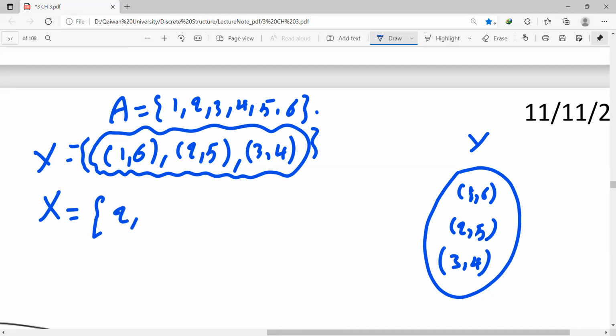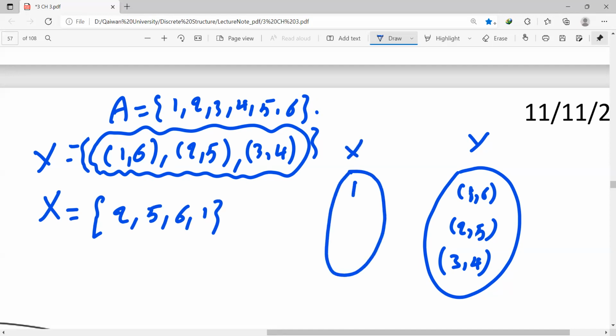2. What else? 5, 6, and one more. 1. Here we pick these 4 elements from set A. We say X is this set: 1, 2, 5, 6. This is the set.